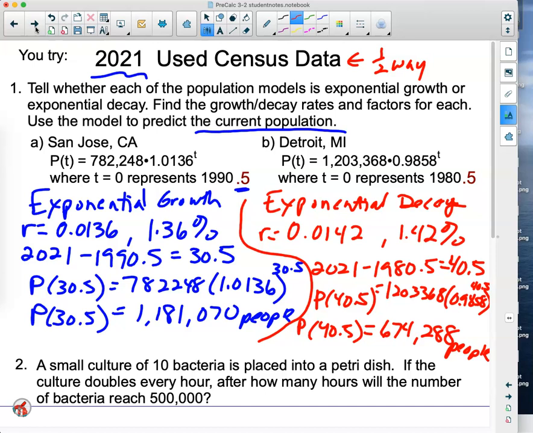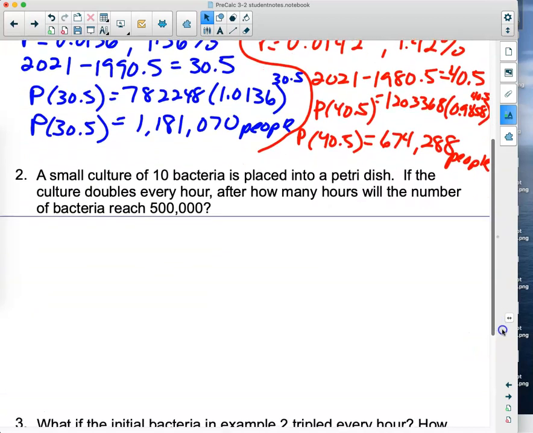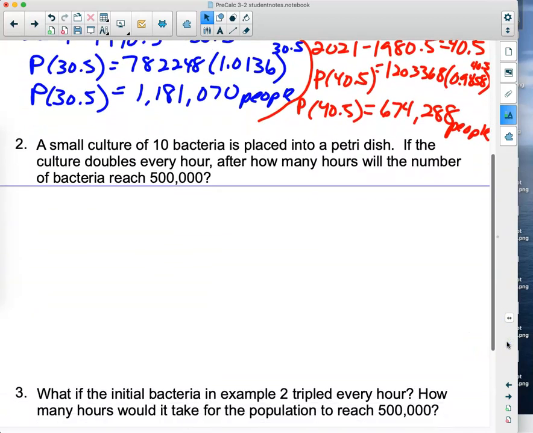people. So, whether or not it's growth or it's decay, they gave us the formulas. Our job is to think, all right, this is census data. How do I get the right amount of years that I need to make sure that I can give them a current population? Number 2 switches gears from population to talking about population of bacteria. So, a small culture of 10 bacteria is placed into a petri dish. If the culture doubles every hour, after how many hours will the number of bacteria reach 500,000? Well, let's get a model first.